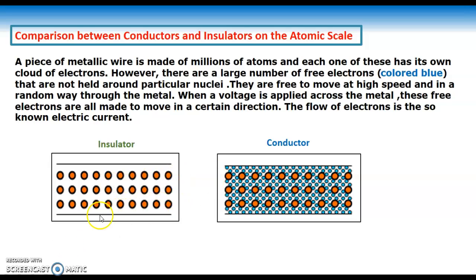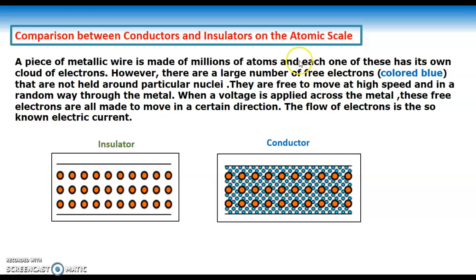So these are two diagrams, one for an insulator and one for the conductor. The orange circle represents an atom with the nucleus and the electrons on levels close to the nucleus, which are electrons that are not free. In the conductor here, we also have orange circles representing atoms with the nucleus and electrons present on nearby energy levels, and these electrons are not free. However, the blue ones around the orange circles represent the free electrons.